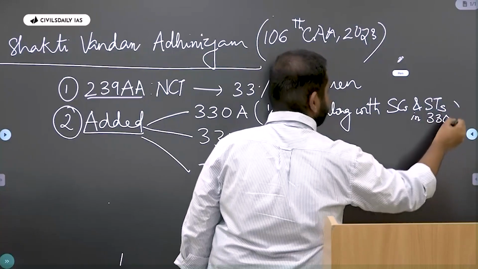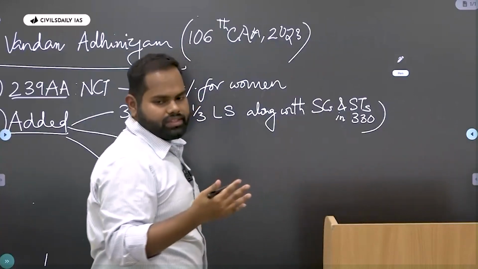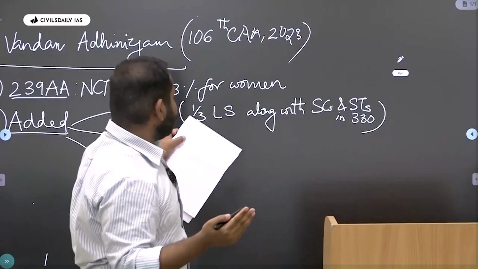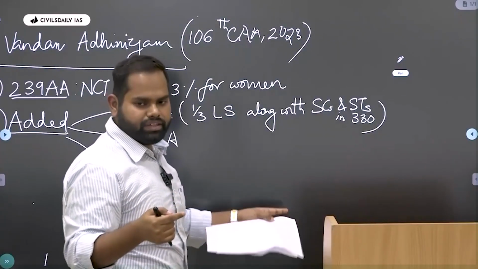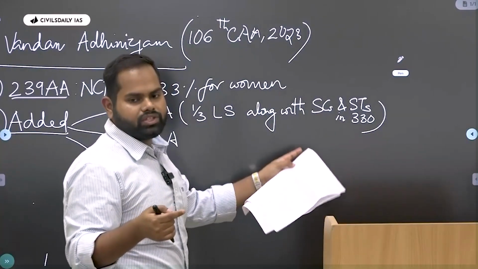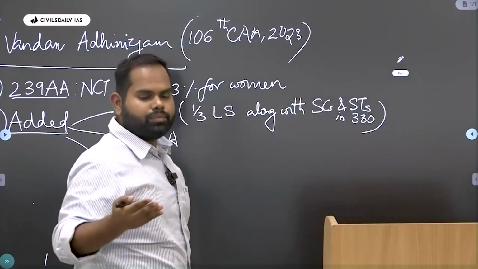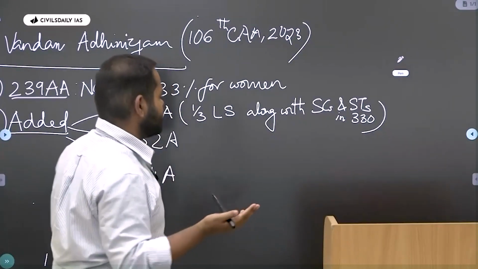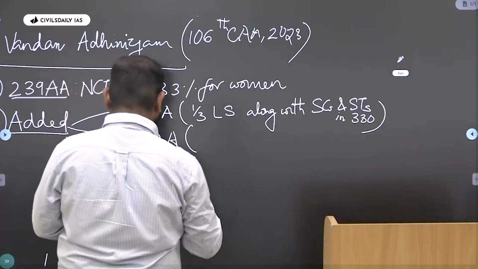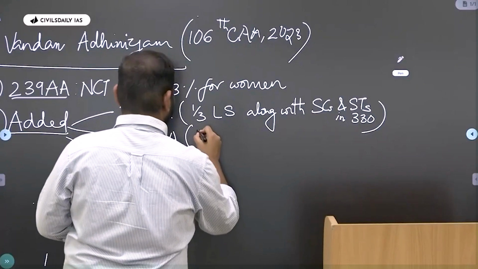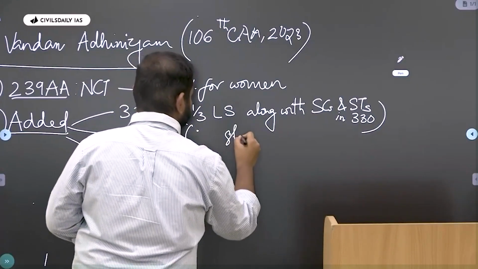So Article 330 talks about the reservation for SCs and STs, and 330A talks about 1/3 reservation of women in Lok Sabha, including the reservation as given in the SC, ST. There has to be 1/3 reservation as well, effectively. 332 talks about the same thing but in state legislature.